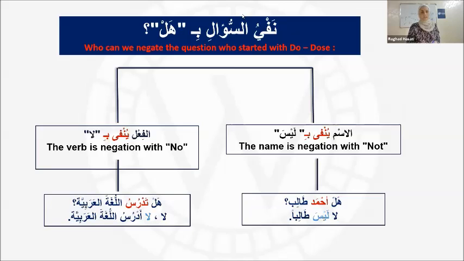مرحبا. مرحبا. مهد. مساء الخير. Okay. There is no answer. مساء الخير.